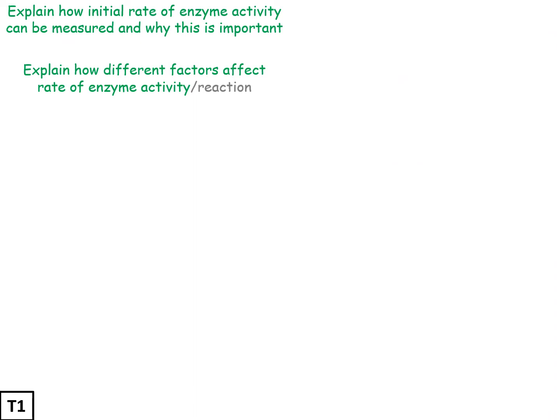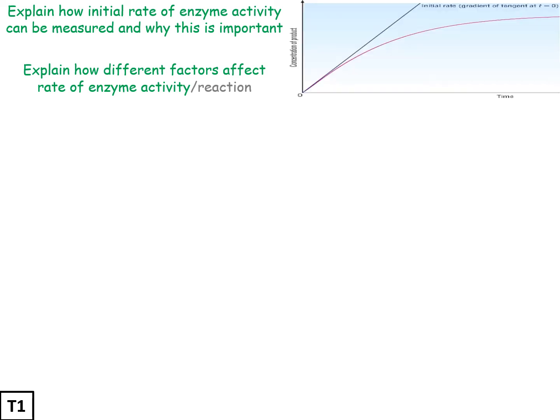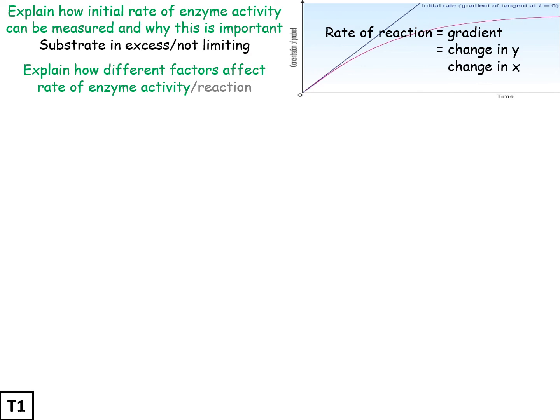Explain how initial rate of enzyme activity can be measured and why it is important to measure the initial rate of an enzyme's activity. So here's a graph showing how enzyme activity changes over time. The rate of reaction can be measured by calculating the gradient, which is just the change in y divided by the change in x. So enzyme activity divided by time.